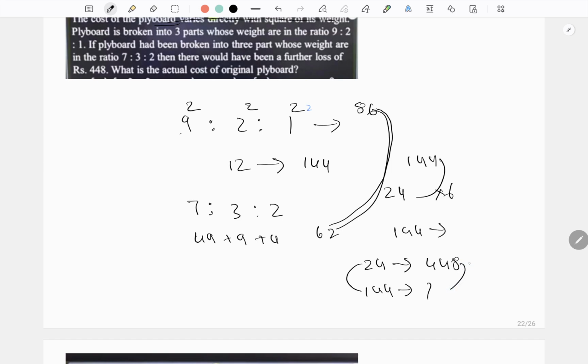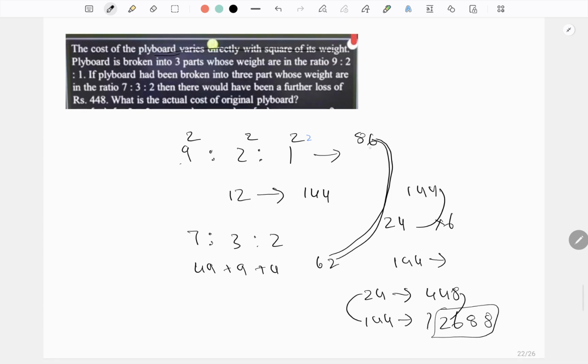So 448 into 6. 6 8s are 48, 4 carry. 6 4s are 24, plus 4, 28. 6 4s are 24 plus 2, 26. 2688 should be our answer. Hope you understood this. See, repeat again. From here to here, the further loss is what? 24 rupees. Actual parts are 24, but in the question it is given as 448. Then if it is actually 144, what will be the cost they are asking.